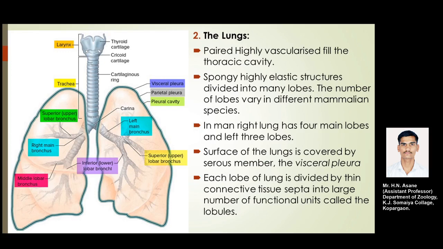In man, the right lung has four main lobes and the left has three lobes. That means the right lung is quite bigger than the left lung, and it has four lobes. One lobe is extra in the right part of the lung.